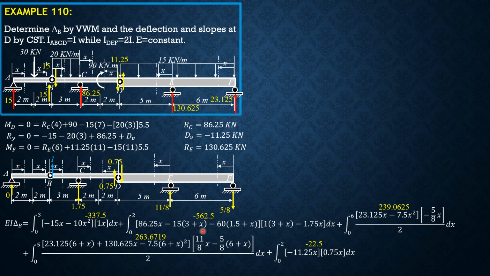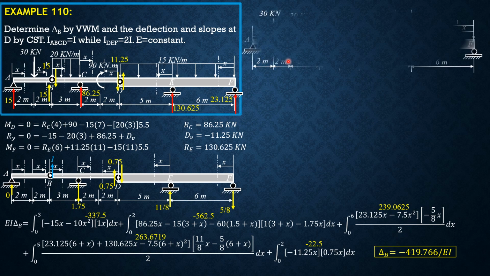So combining, the value of delta B therefore is negative 337.5 minus 562.5 plus 239.0625 plus 260.6719 minus 22.5. So delta B is equal to negative 419.766 over EI, which verifies the answer using the three basic methods.